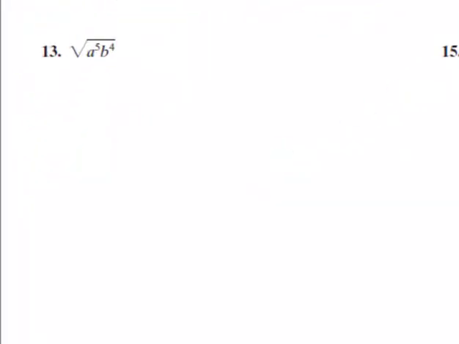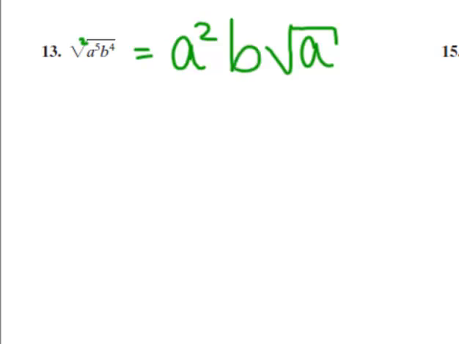Let's do that with more than one variable for number 13. The square root of a to the 5th, b to the 4th. How many groups of 2 can we make out of 5 a's? 2 goes into 5 twice, and then there's one left over. A squared root a. And then we do the same thing for the b's. How many times can 2 go into 4? Twice, and it goes in evenly. So we are totally done. There's no b's left inside of our square root.